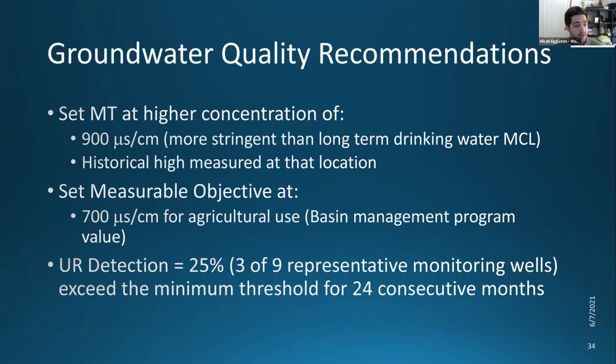These values provided now are based on nearby basins, their inputs, or their strategies moving forward. Some are pulled by the measurable objective uses in that basin management program plan. So that's why we're recommending these today.